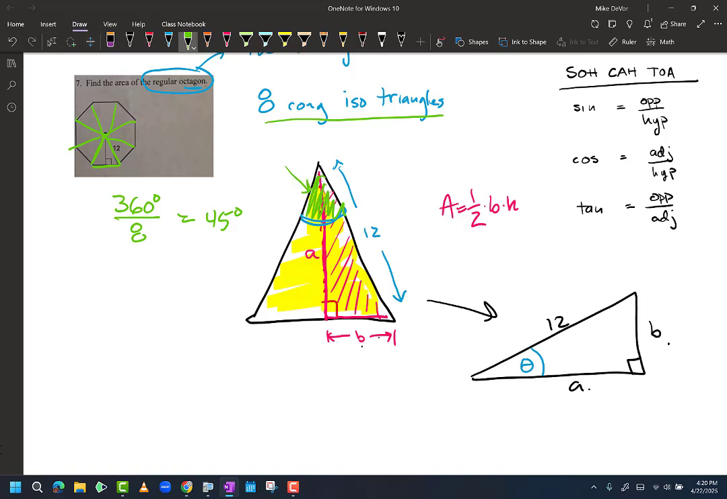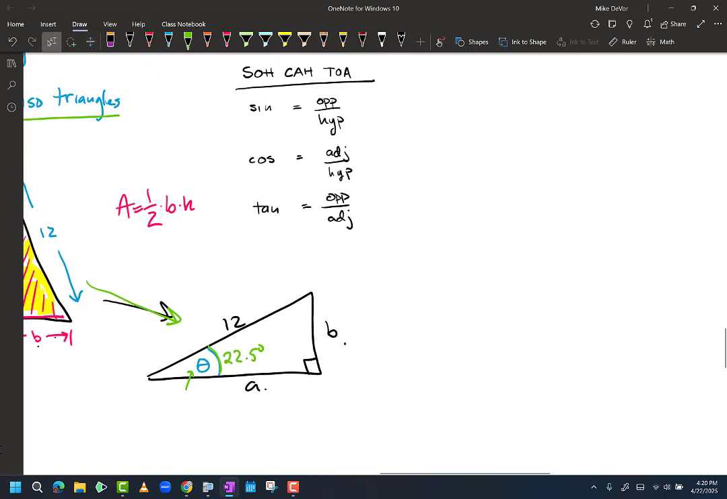But remember, what I really want now is over here, this theta right here. So that's half of that, because that right triangle is half of that isosceles. So that means this angle is 22.5 degrees. Now that I know that, I know what A and B are, because I can just use trig. Let's find out what B is.